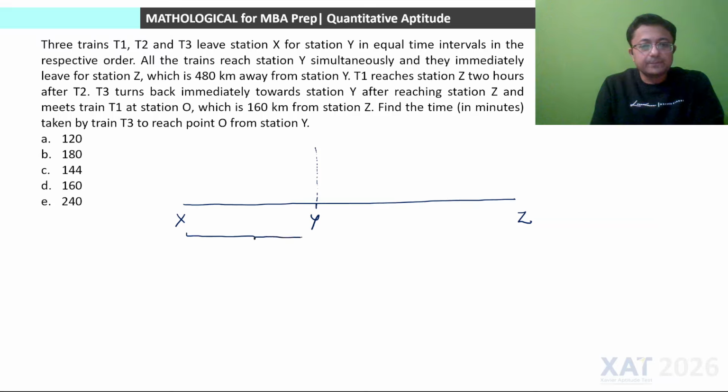Stretch XY, because we have no idea about the length, we have no idea about the speeds, we also have no idea about the time. What we know is that T1, T2 and T3 are leaving station X for station Y in equal time intervals. Okay, so let us say, for example, if train T1 is taking some time from X to Y, so let us say it is taking a time a, so train T2 will be taking a plus d time, ठीक है, some d time more, and train T3 will be taking additional d time more.